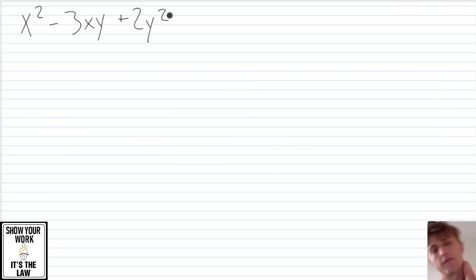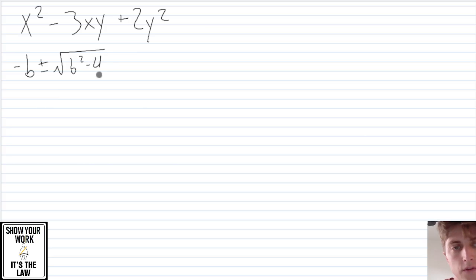All right, here we have one that includes other variables besides x, but that's not a problem. Don't overthink it. Just keep using the formula like before. So once again, we rewrite negative b plus minus square root of b squared minus 4ac over 2a.